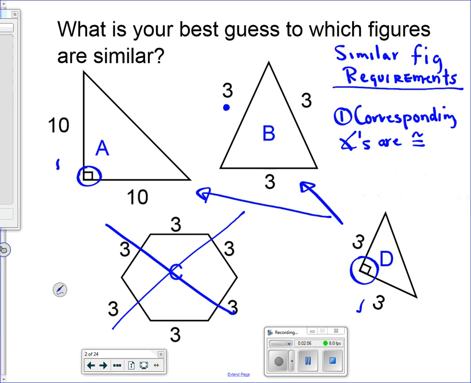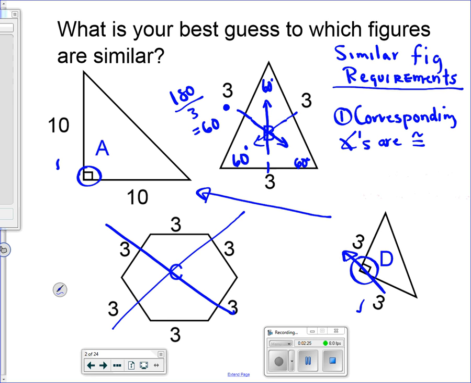I notice that this is an isosceles triangle. Actually, it's equilateral, and that means that across from equal sides are congruent angles. So 180 divided by 3 is equal to 60 degrees. So each one of these has to be 60 degrees. There's no 90 there to be found. So this is what I know. These 2 figures are not similar. Now, since they have 2 rights in these 2, these have the potential of being similar.